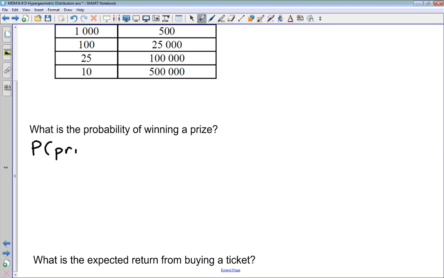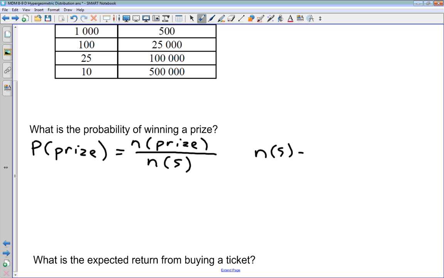Probability of a prize is going to be the number of ways that you can win a prize divided by the number of things in our sample space. The number of things in our sample space is going to be the total number of tickets sold. So NS equals number of tickets.